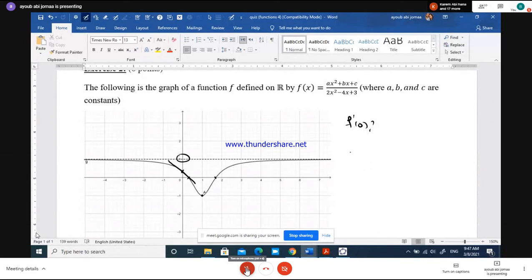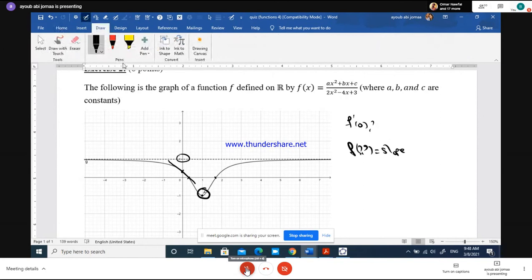When I want to write, for example, f prime of some number, it is equal to the slope. But f prime of what number? Tangent to the curve at which point? There is none. Think about point A. Is it an inflection point? No, it is a minimum.